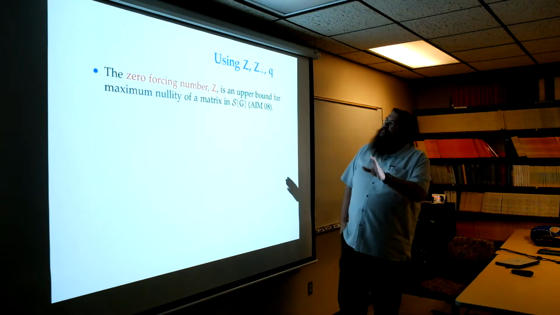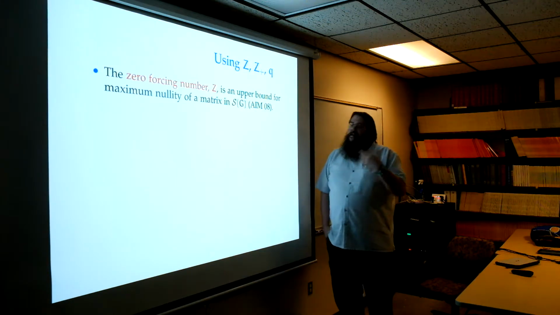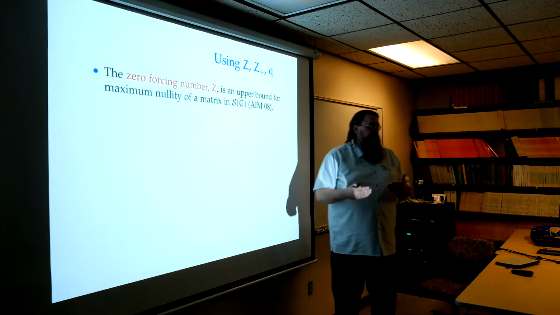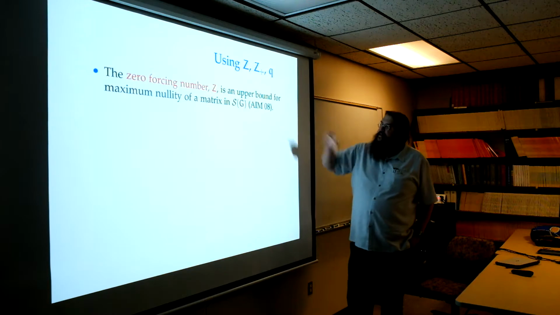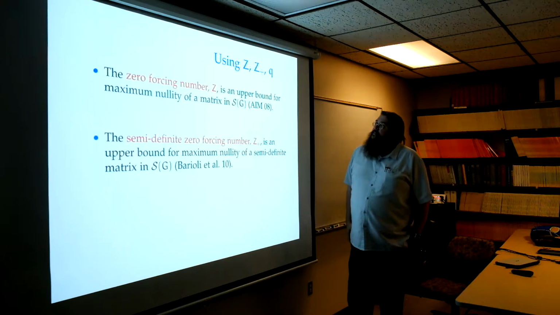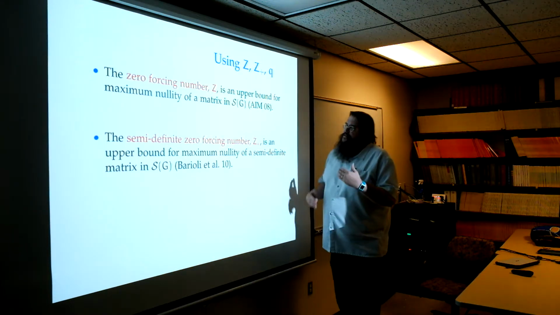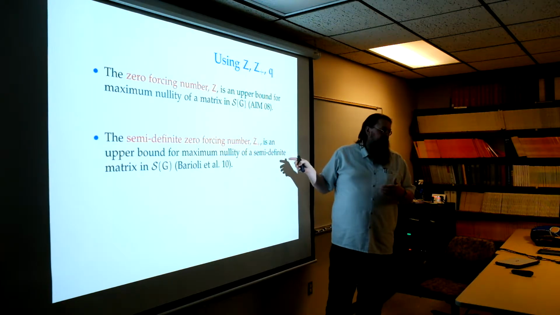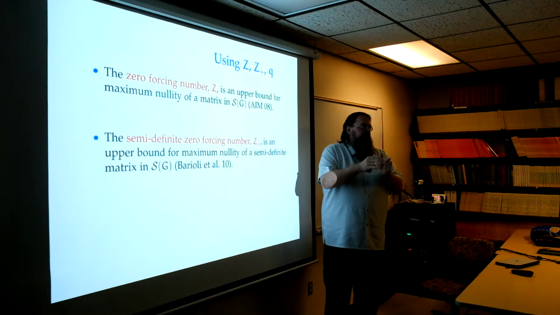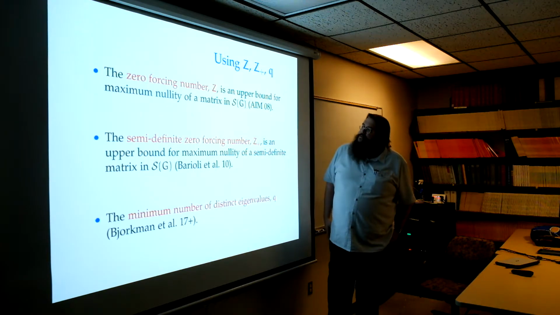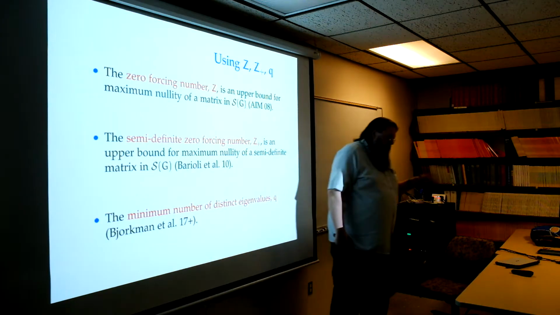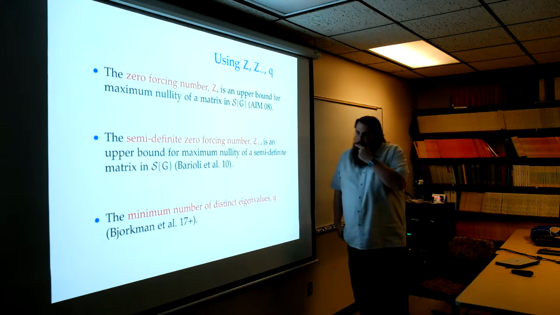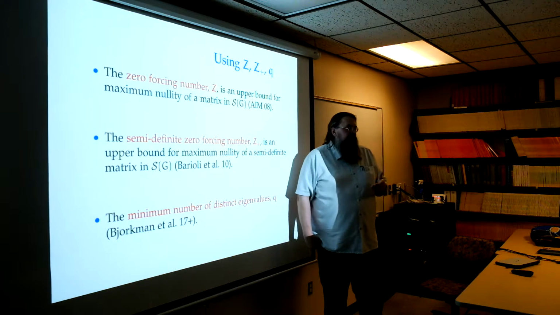The important thing for us is what zero forcing is. It's a nice combinatorial property that helps us bound the maximum nullity of a matrix in our set S of G. Z plus is very similar, but it bounds maximum nullity for semi-definite matrices. So in other words, it's just for a small slice of S of G. And then this last one, q, is not a combinatorial parameter, at least not yet. There are some combinatorial bounds, but it's the minimum number of distinct eigenvalues.